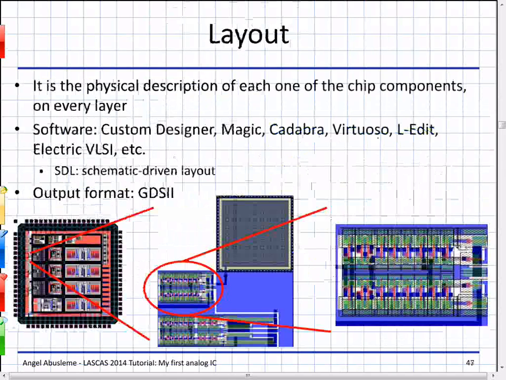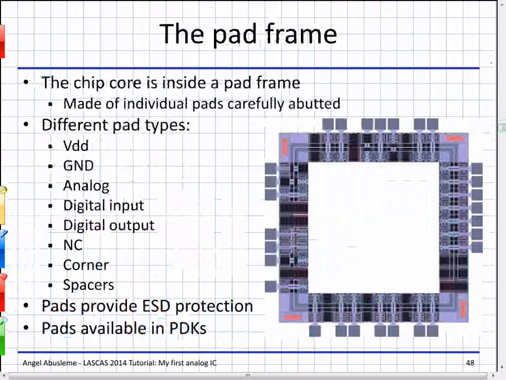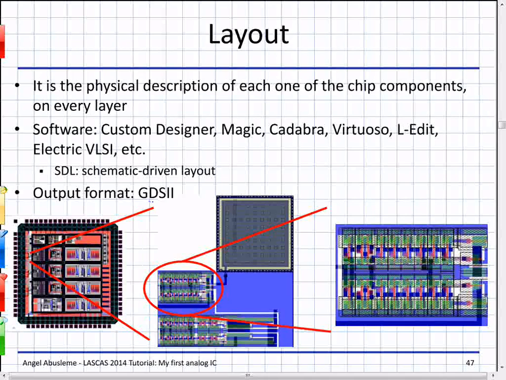Then we go over layout. Layout is the physical description of each one of the chip components on every layer. There are many programs that will do layout. The output format is a GDS2 file. And this is a layout of a chip, and if we zoom into this part, we have this, and if we zoom into this part, we have this. It's amazing how many building blocks you can make.